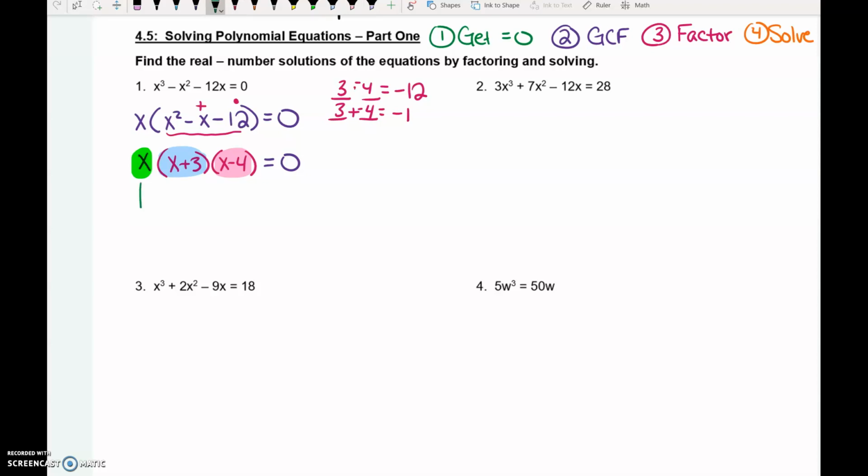If the green card is 0, what is x? 0. If the blue card is 0, what number plus 3 would give us 0? Negative 3. And if the pink card was 0, what number minus 4 is 0? 4. So x equals 0, negative 3, or positive 4.